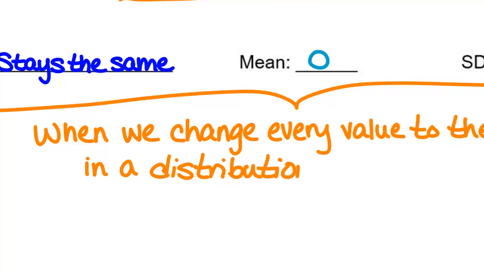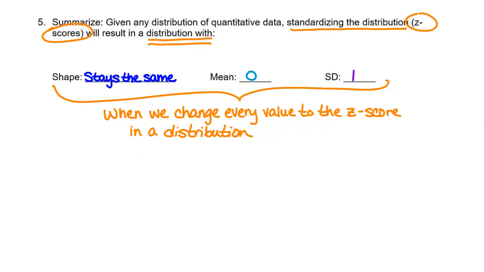When we change every value to the z-score, in a distribution.